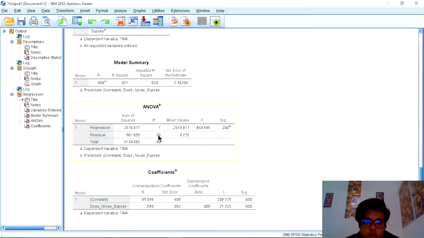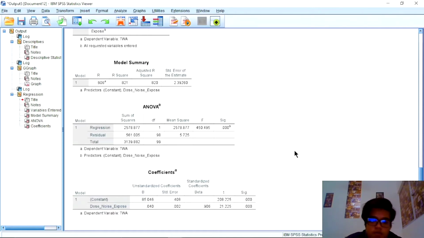And finally, ANOVA shows the significance to determine a worthy model. In other words, it shows whether the value of noise is a good predictor of the value of TWA or not. Looking at the significant value in this project, it shows a value of 0.00, which is less than the alpha of 0.05. So the model is said to be significant, with F for 1 and 98 equal to 0 and P equal to 0.